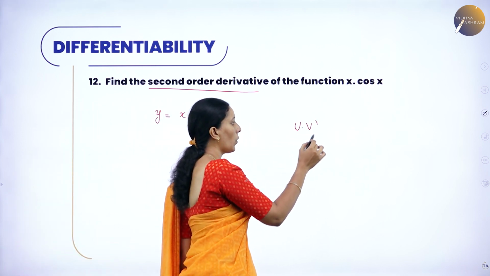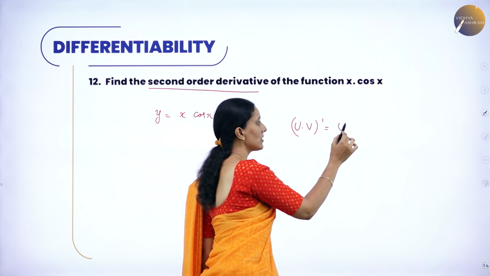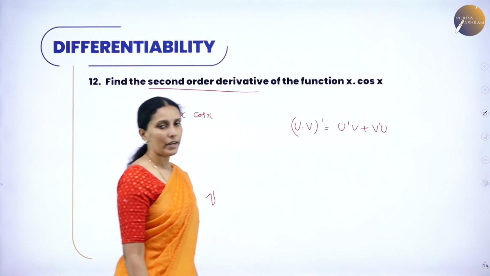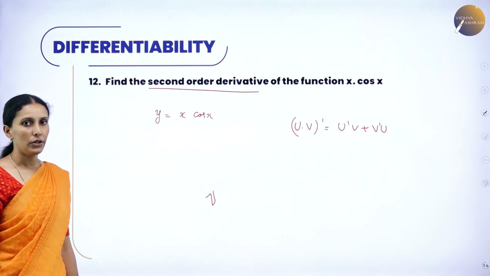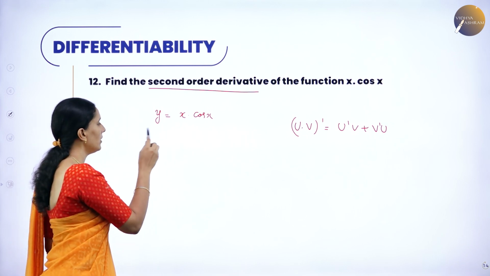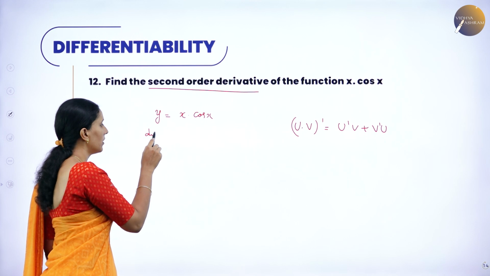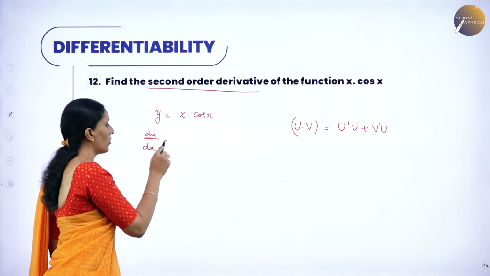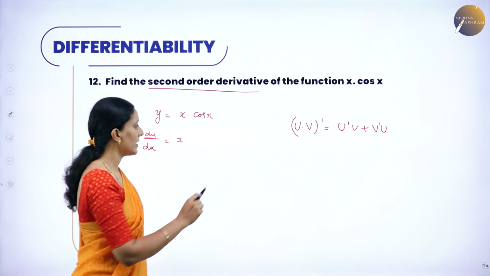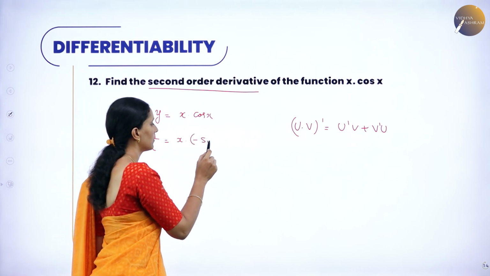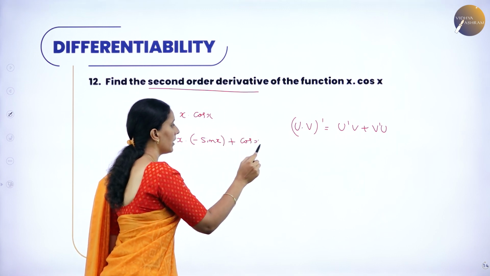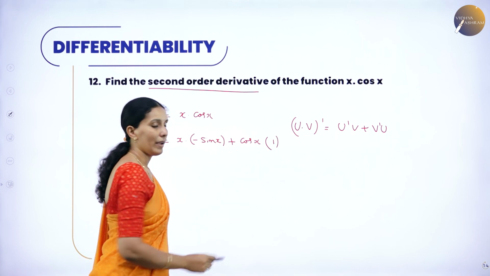U into v whole dash can be written as u dash v plus v dash u, or you can take it as uv dash plus vu dash. So any of the form you can take here. So here let me write dy by dx is equal to first function into derivative of second, that is minus sin x, plus second function into derivative of first, that is 1x.